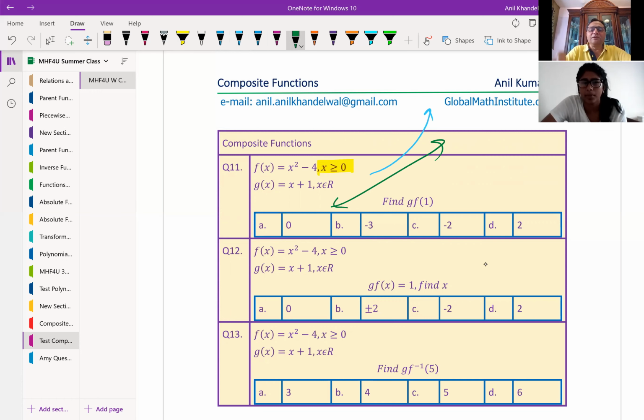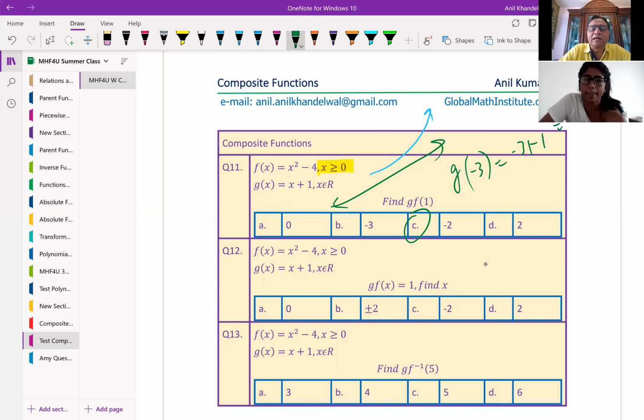Now, first question, very simple. Find g of f of 1. So what will that be? f of 1 we can do because it's within the domain. f of 1 is 1 minus 4, which is minus 3, and then g of minus 3 is minus 3 plus 1, which is minus 2. Got it.